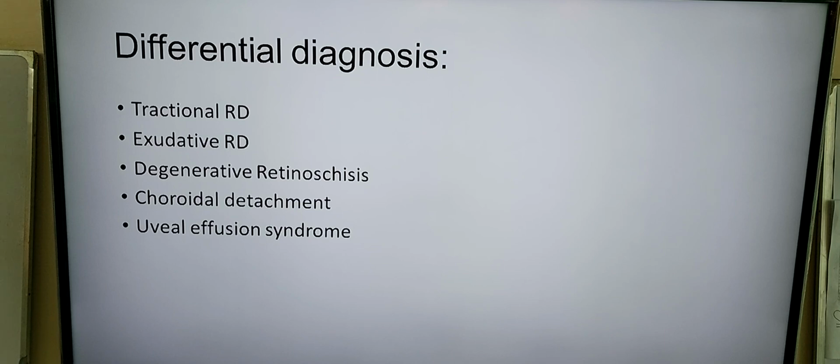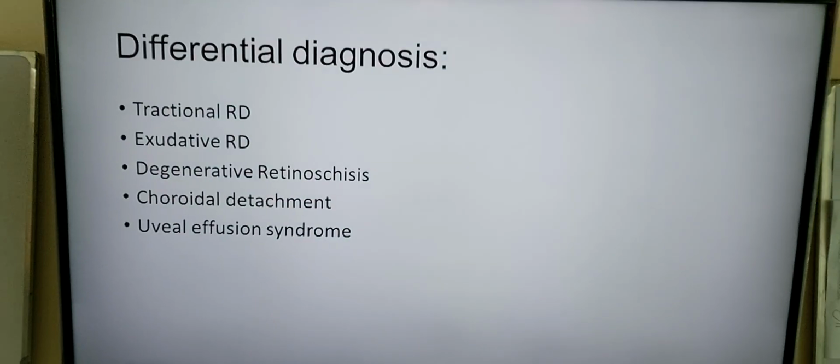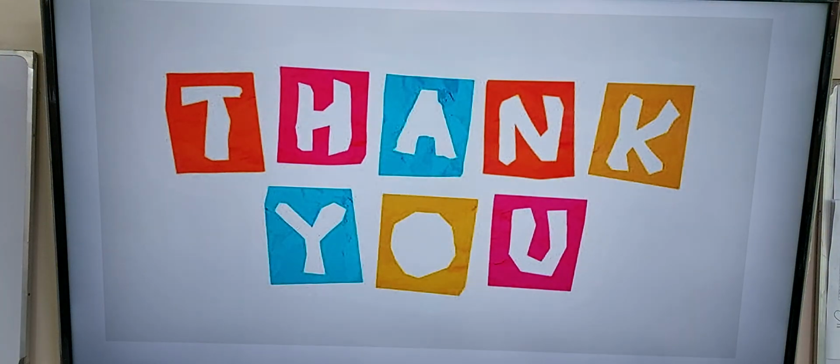Differential diagnosis of retinal detachment will be tractional retinal detachment, exudative retinal detachment, degenerative retinoschisis, choroidal detachment, and uveal effusion syndrome. Thank you.